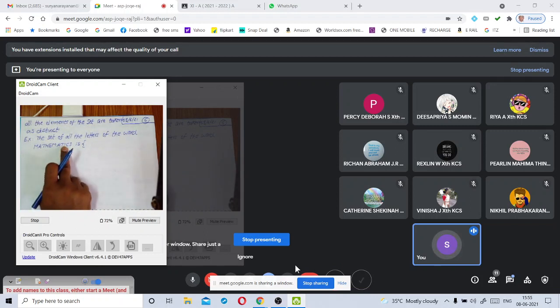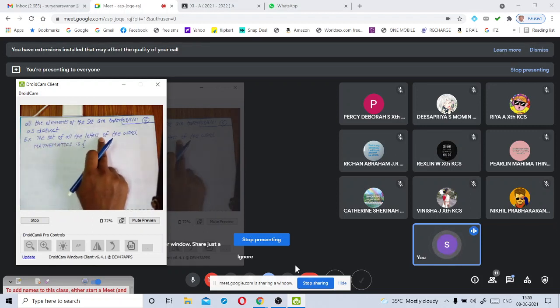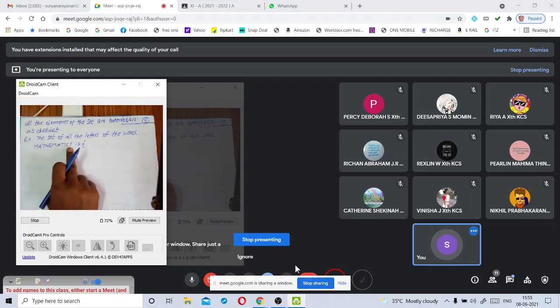See this example, my dear children. We have taken a set. What is the set? Set of all the letters of the word mathematics. We have to write the letters of this word. What are the letters of this word? Can you tell me, my dear Vinisha? Can you tell me what are the letters of this word mathematics?